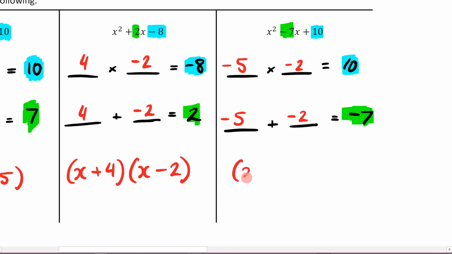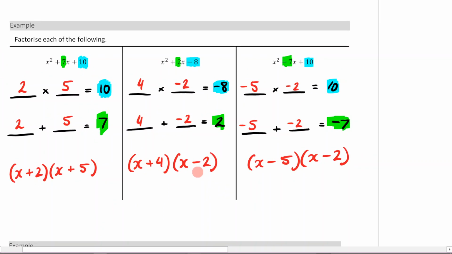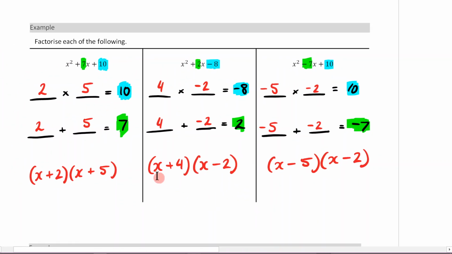So that means our answer is going to be x minus 5, x minus 2. And that's our answer to that one. Perfect. Hopefully all of that makes sense on how we approached it.